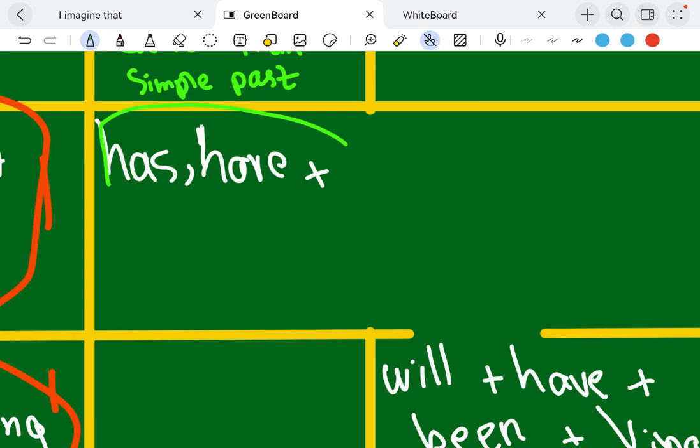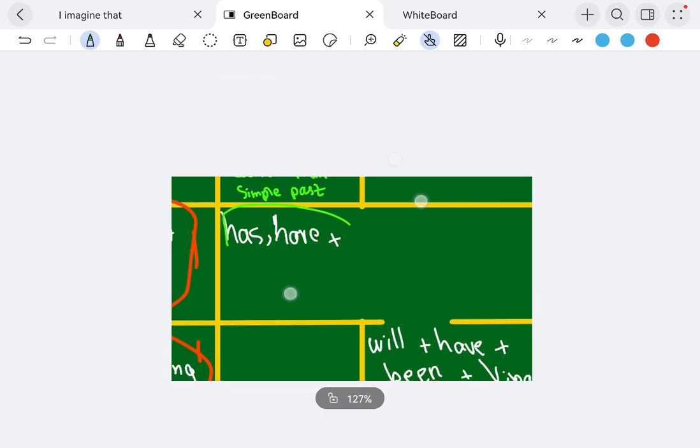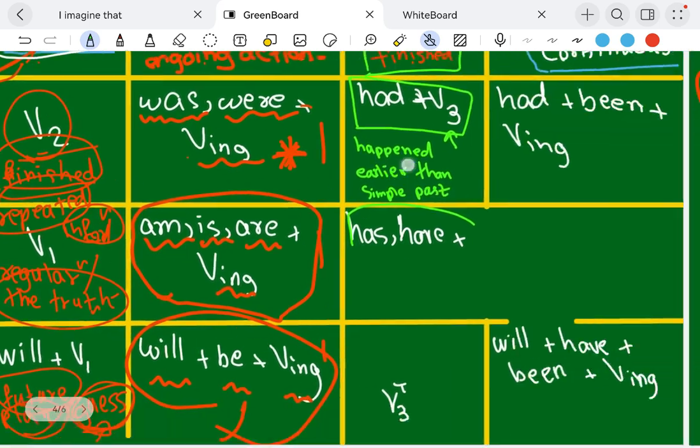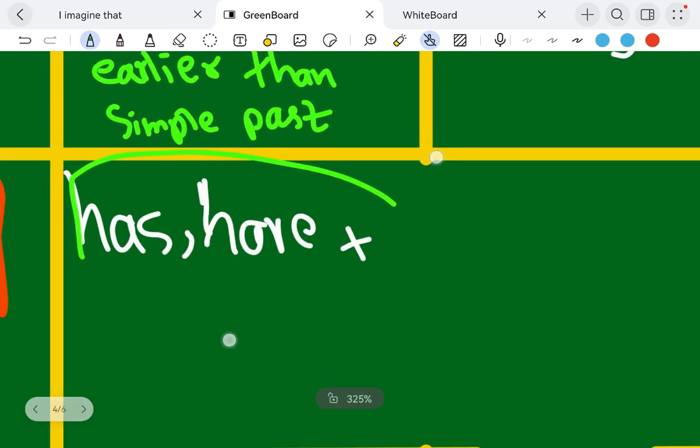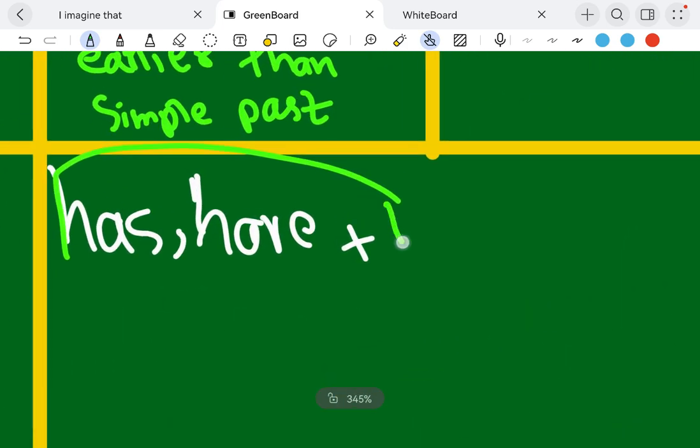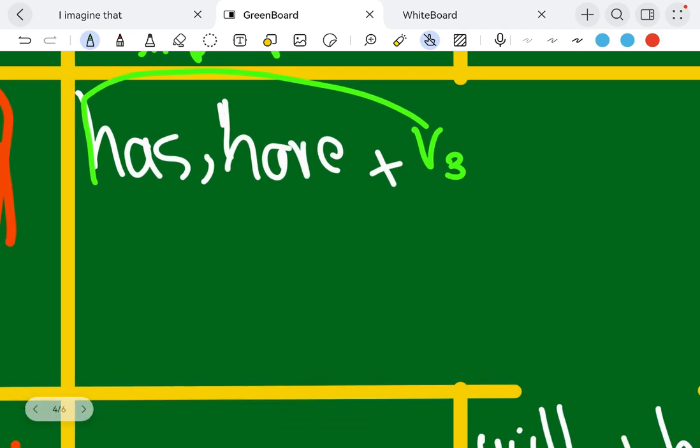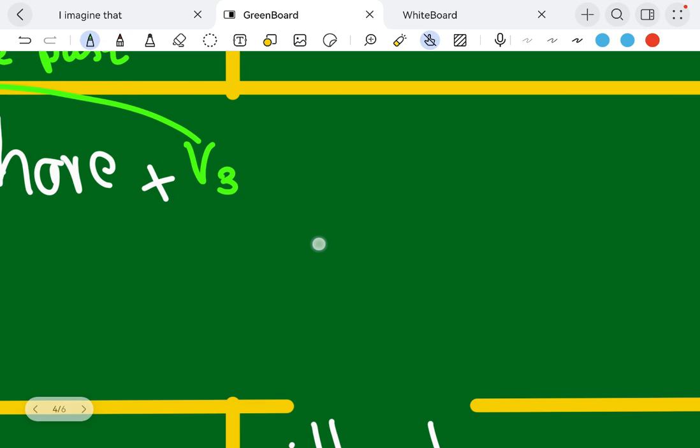Okay, so now let's take a look at present perfect tense. The form of present perfect tense is has, have plus verb three. Has, have plus verb three. So when do we use present perfect tense?